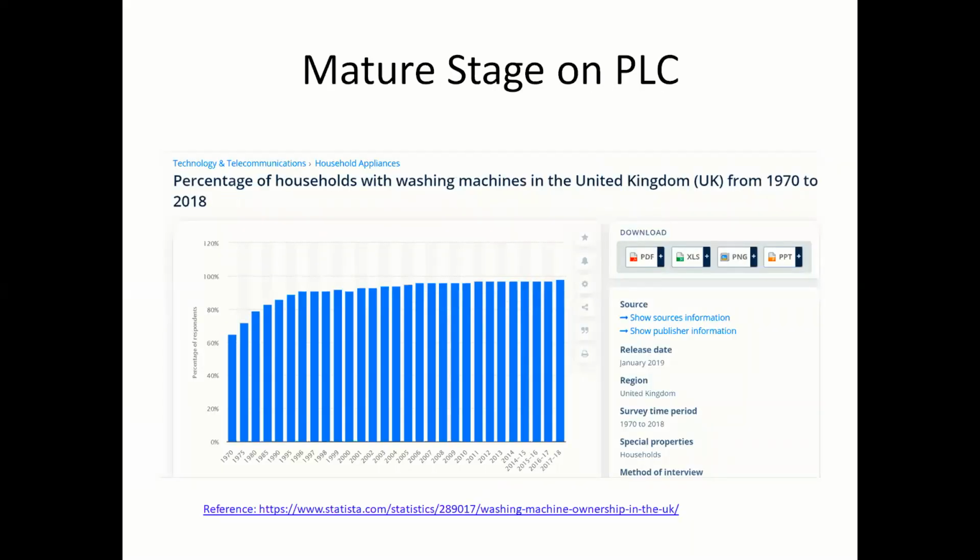By looking at the product life cycle, these washing machines and tumble dryers are in the maturity stage. By going to this online resource given in the reference, Statista, it gives us the percentage of households with washing machines in the United Kingdom from 1970 to 2018. So you can see for yourself here that the curve is almost flattened over all these years. So the market is pretty saturated.